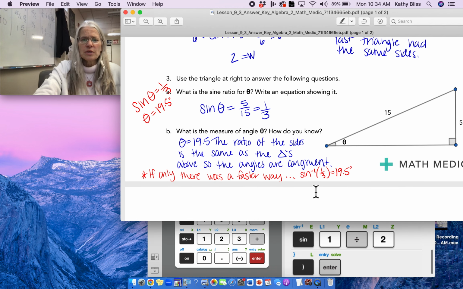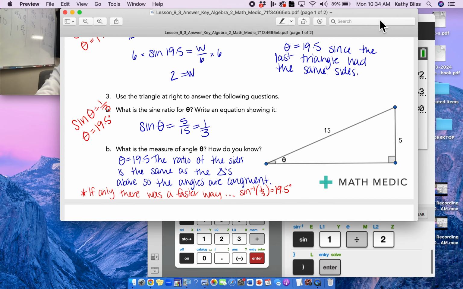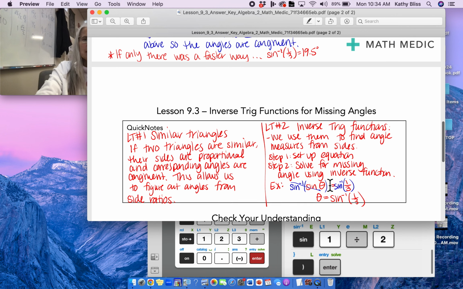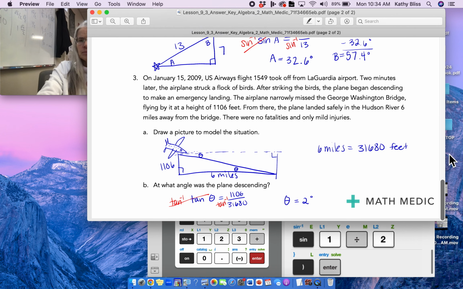So teacher notes, there's the faster way of sine -1 of 1/3 equals 19.5. So taking a look at our learning targets for today, the first learning target was talking about similar triangles. So, sorry about that.